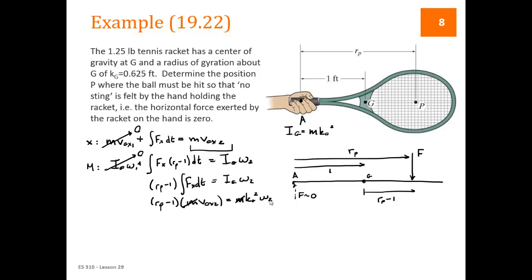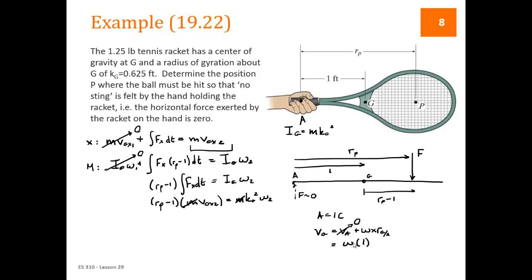Solving for omega 2, there's an m on both sides, so those cancel. Now we need to relate Vg x2 to omega 2. If we look at this, point A is a fixed point, so A is the instantaneous center of zero velocity. So we can write Vg is equal to Va plus omega crossed with Rga. Va is zero, so Vg is going to equal omega times 1, which is the distance from A to G.